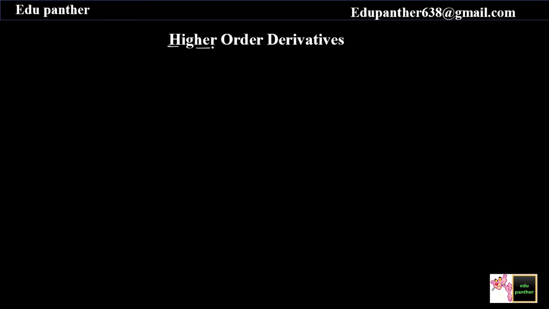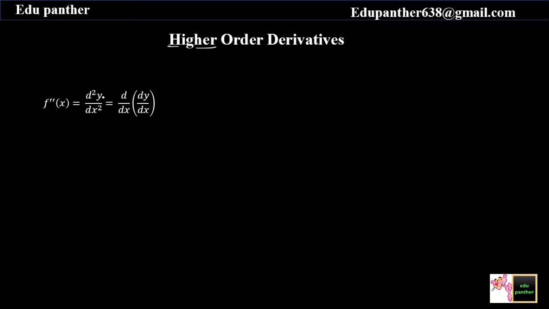Now what is meant by order of derivative? Here we can say order of derivative means the number of times we are differentiating a function. Suppose we are differentiating a function two times, so that can be denoted by f double dash x or d square y by dx square.